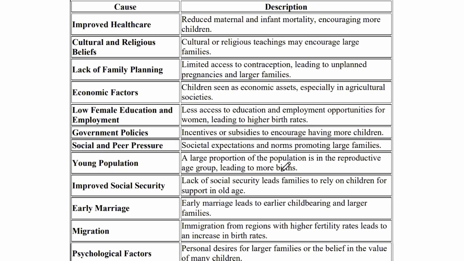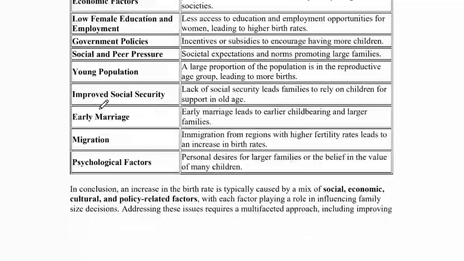Young population, a large proportion of the population is in the reproductive age group, leading to higher birth rates. Lack of social security leads families to rely on children for support in old age. Early marriage leads to earlier childbearing and larger families. Migration. Immigration from regions with higher fertility rates leads to an increase in birth rates. Psychological factors. Personal desires for larger families or the belief in the value of many children.